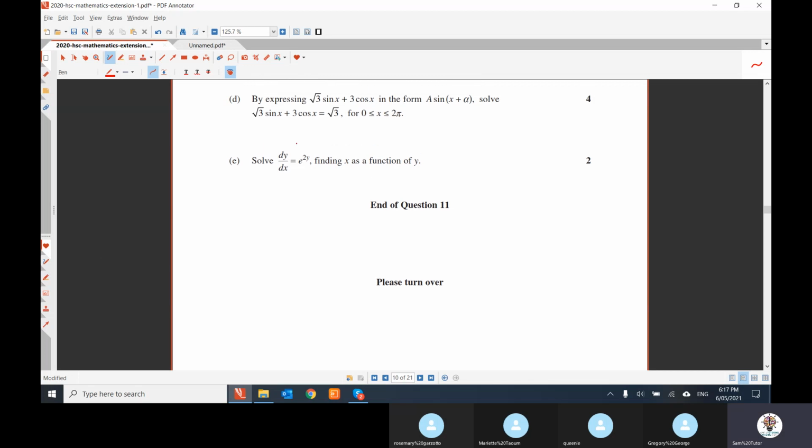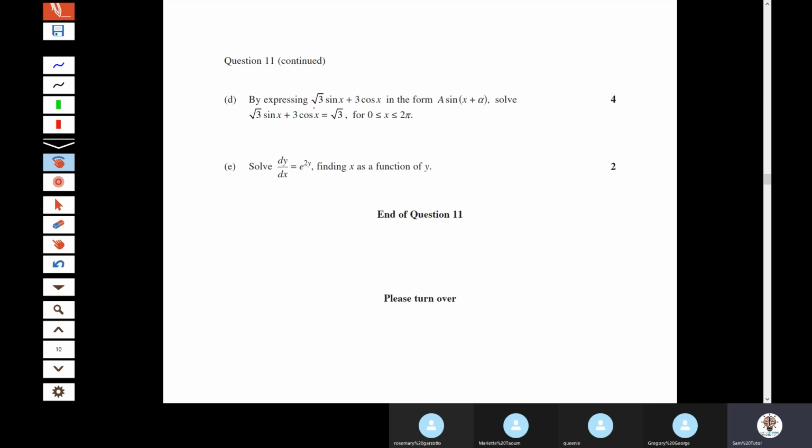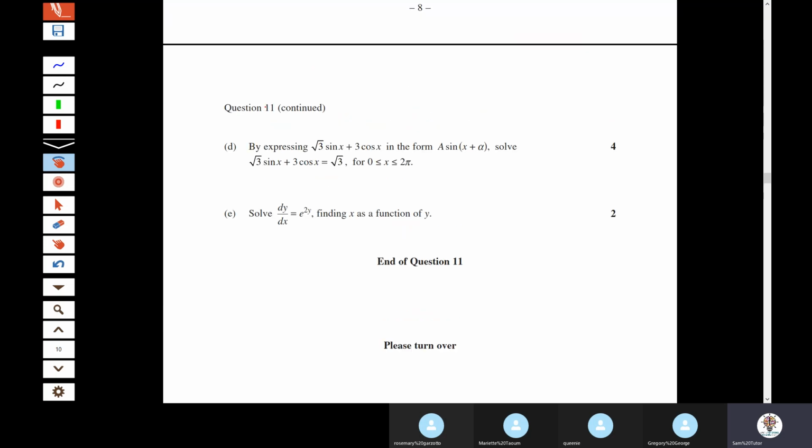By expressing this straight away, I know what to do for d. I'm going to write it up here. A equals the square root of root 3 squared plus 3 squared. What's that? 3 plus 9, 12, root 12. Somebody please check my working at the same time. Alpha equals inverse tan b on a.